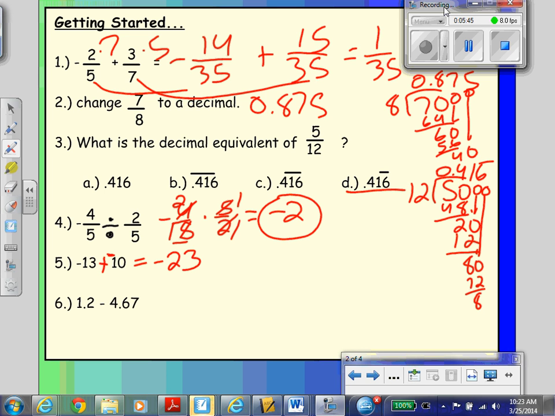Next one, we have a minus sign again, so that's plus a negative. Always put your larger value on the top, and always line up your decimals. 7, 2 from 6 is 4, 1 from 4 is 3, negative 3.47. Alright?